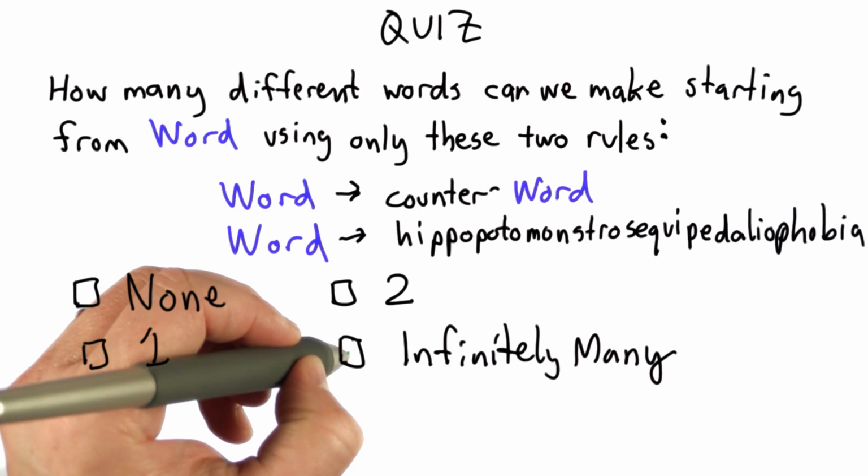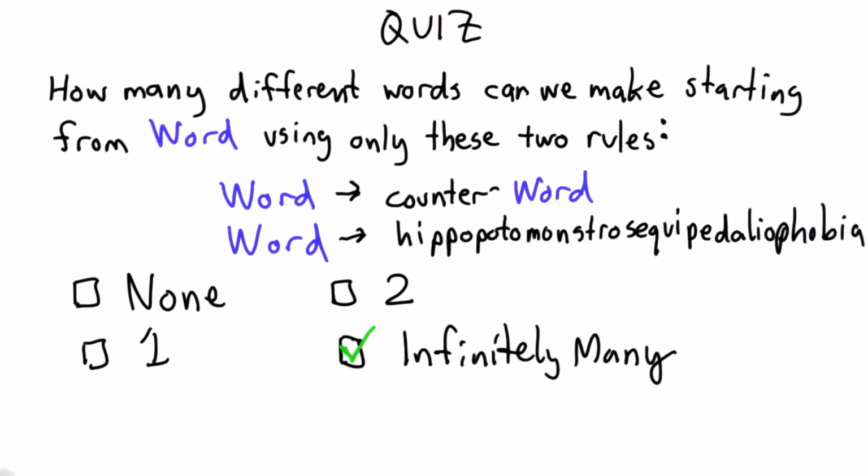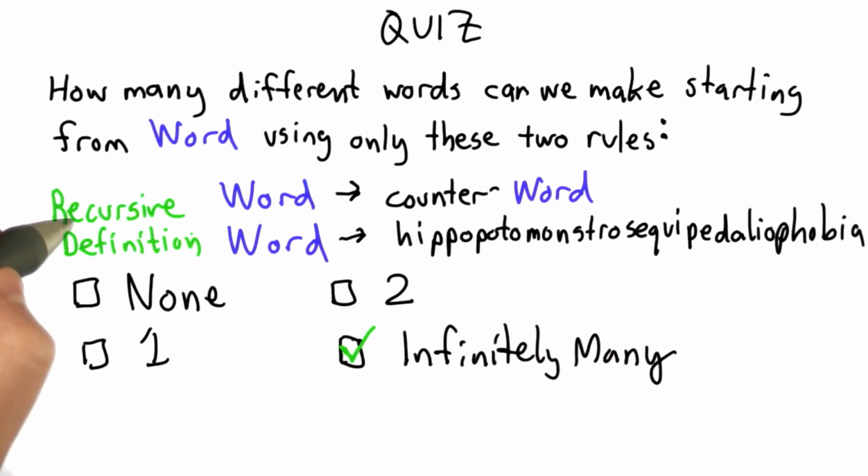So now the answer is infinitely many. All we needed was these two rules, and we can make infinitely many words. This is the power that recursive definitions give us. And unlike the previous definition, which was circular, what we have now is what we call a recursive definition.